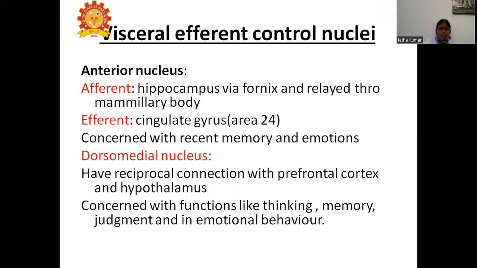And next one is the dorsomedial nucleus. Dorsomedial nucleus has reciprocal connections with the prefrontal cortex and hypothalamus. Its point-to-point interconnections with the prefrontal cortex imply important functions in thinking, memory, judgment, and emotional behavior.